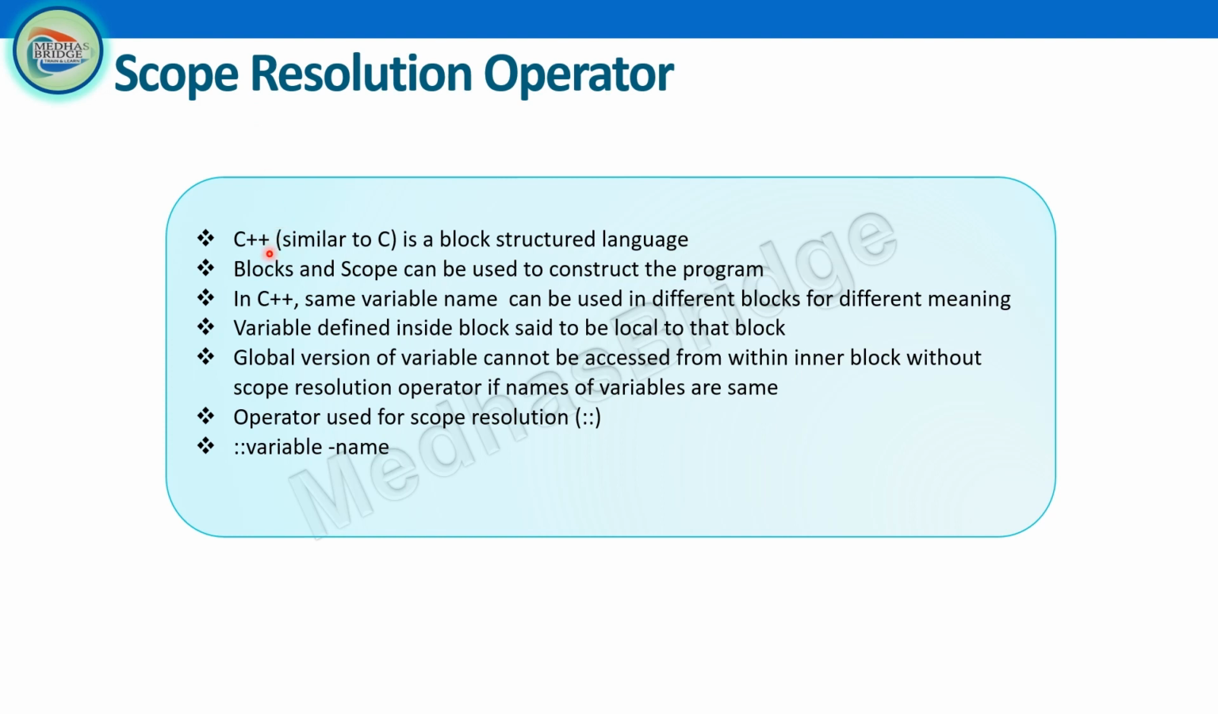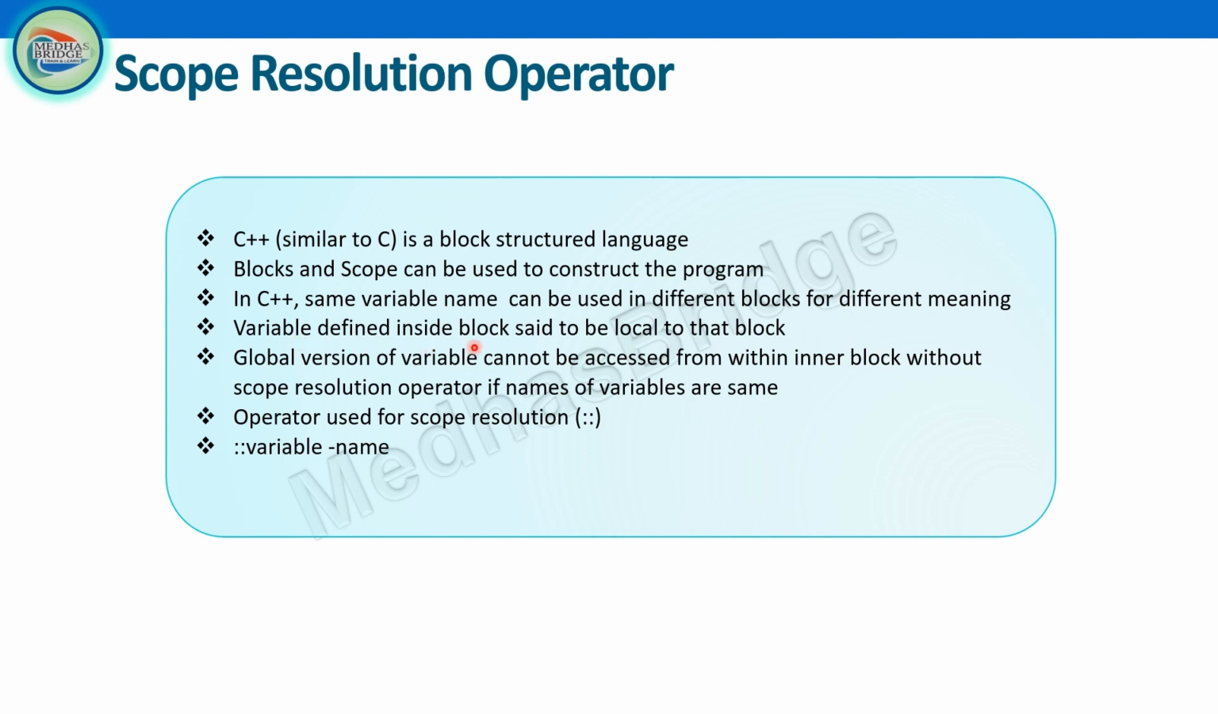C++, similar to C programming language, is a block structured language. Blocks and a scope can be used to construct the program. Precisely in C++, same variable name can be used in different blocks for the different meaning. I am reiterating. In C++, same variable name can be used in different blocks for the different meaning.